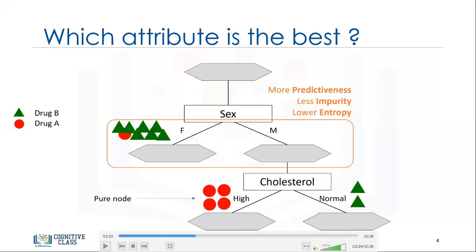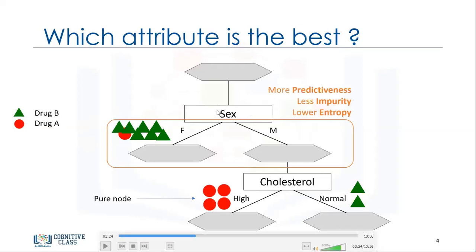So here you need to remember one thing. Finally, we are predicting whether we need to suggest drug A or drug B to the patient. We need to suggest one of these two drugs. So for that purpose, we need to choose a best attribute at the root node. Root node is nothing but at the top. To categorize this entire data, we need to consider the best attribute.